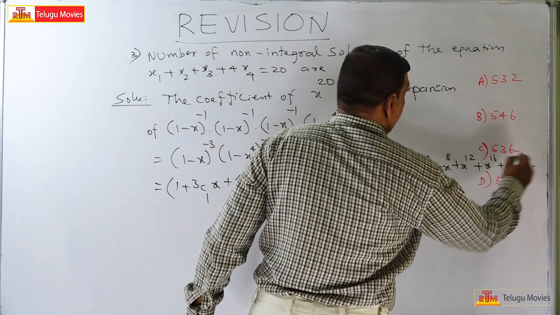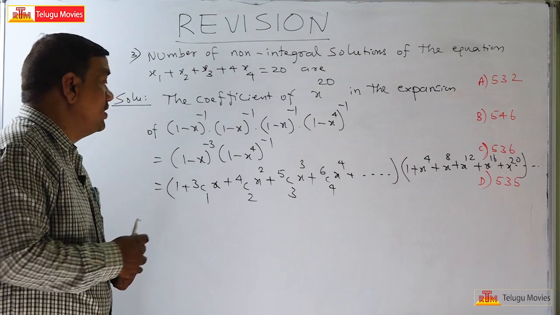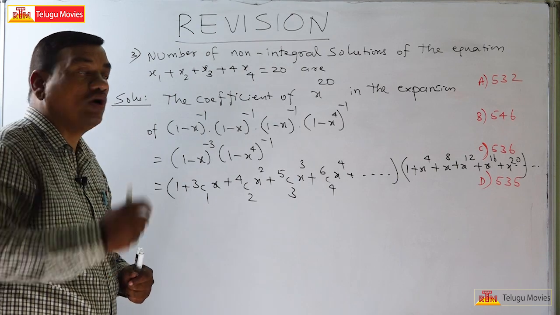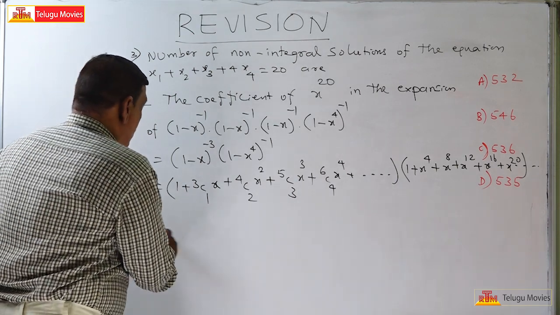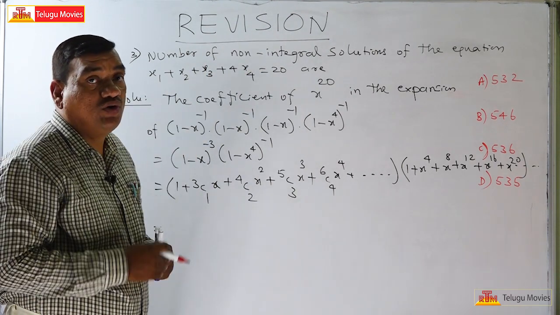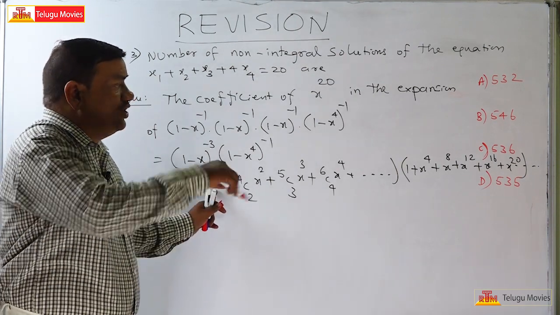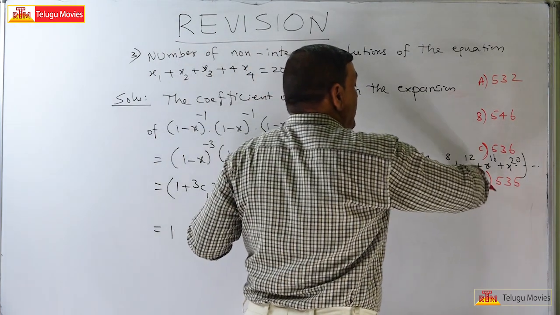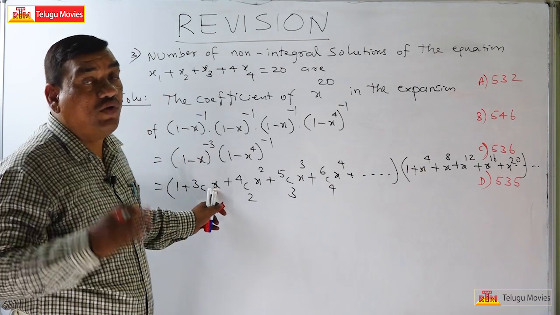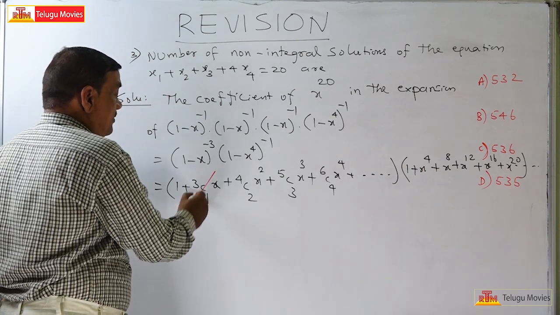We want up to x power 20. In this we have to select the x to the power of 20 coefficient. First, if you multiply 1 into the last term x to the power of 20, the coefficient is equal to 1. Then x into x power 4, 8, 12, 16, 20: nowhere will you get x power 20, so from this you cannot get x power 20.